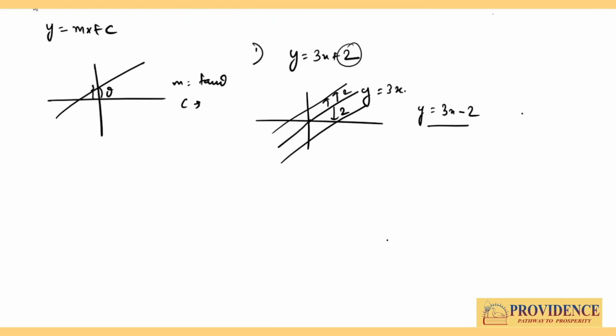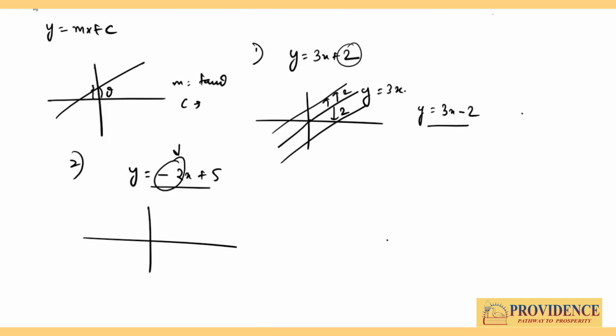Similarly, if you have any equation of this type, say y equals minus 2x plus 5, what is meant by this? A straight line having a negative slope will be directed something like this. Let us say that this is the graph of y equals minus 2x. Now y equals minus 2x plus 5. So this plus 5 means this line will be raised by 5 units upward.